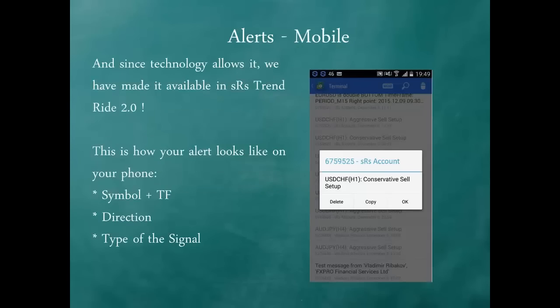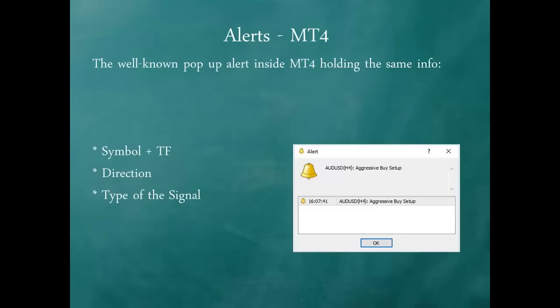All right, and that's how it looks like. See that? Boom, SRS account, like dollar franc, 1 hour chart, conservative sell setup. So you got symbol, time frame, direction, and type of the signal, conservative, aggressive, and so on. That's how it looks on the MT4. Symbol, time frame, direction, type of the signal.